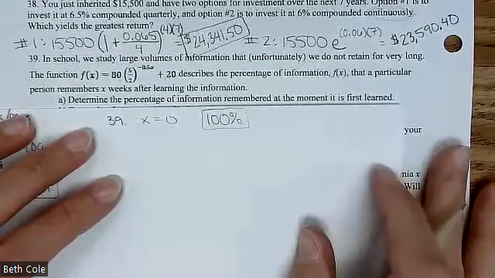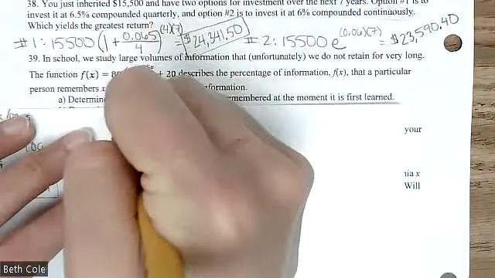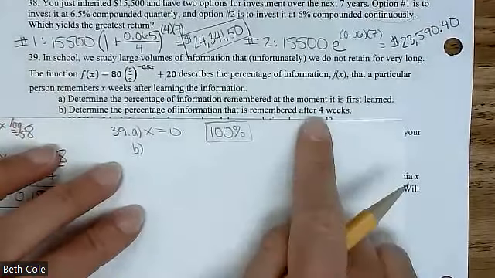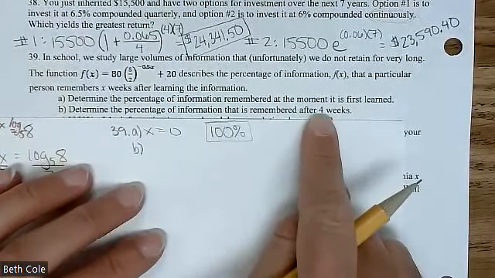That's the answer for A. Sorry, I should have labeled that A. All right, part B. Determine the amount of information remembered after 4 weeks. Now you are going to need your calculator.